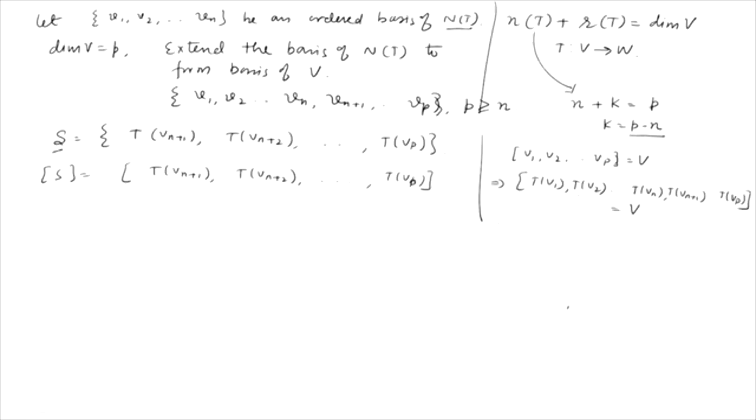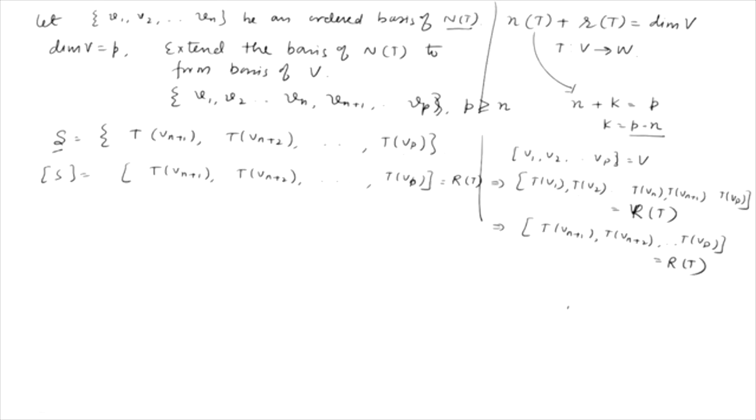is equal to RT. Now since V1, V2, up to Vn are in the null space of T, T of Vi for i up to n is 0. So these all are 0. That means it is equal to the span of T of Vn plus 1, T of Vn plus 2, and so on up to T of Vp, and that is equal to RT. So the first property we have shown: the span of this is nothing but RT, that is, the span of this generates the entire RT.